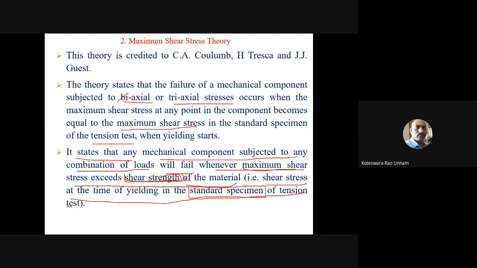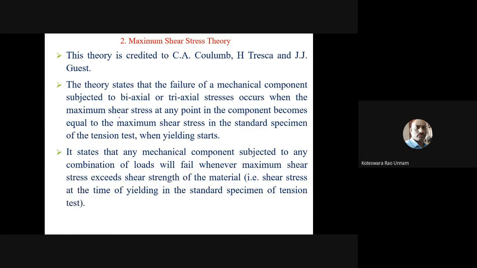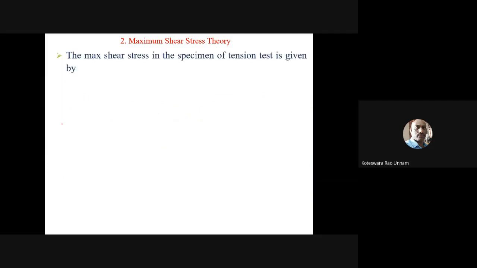Then you need to carry out the tension test on the standard specimen. Then at the point of yielding, you need to note down the shear strength. Okay, right. So that is the criterion for the maximum shear stress theory. That means I want to find out the maximum shear stress in the tension test specimen. What is the value here? Simply, I write it as tau max is equal to sigma 1 by 2 or SY by 2.